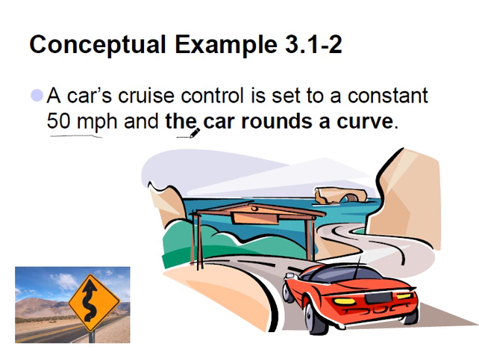The next one is a car whose cruise control is set to a constant 50 miles per hour, and then the car rounds a curve. See, it is going in a straight line, and then it starts to turn. Rounds the curve means you're driving on a curve from the straight line. So you have straight here, and then you have curve here, and then you drive. So there is a change in the path shape.